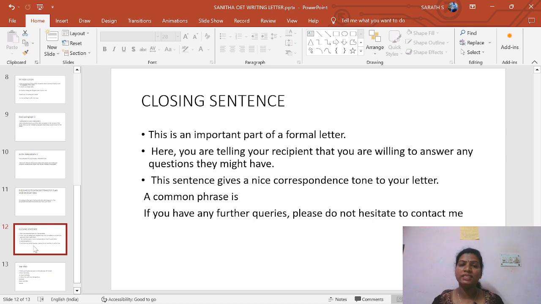Closing sentence is also very important. This is an important part of a formal letter. Here you are telling your recipient that you are willing to answer any question they might have. This sentence gives a nice correspondence tone to your letter. The common phrase: if you have any further queries, please do not hesitate to contact me. So the closing sentence should be like that, and you have to mention this sentence in your closing.